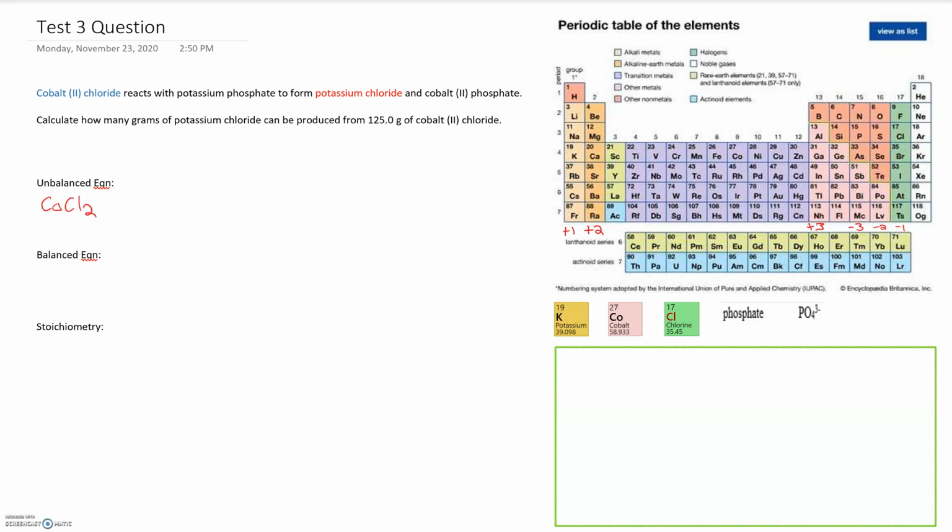Next, we write potassium phosphate. Potassium, written as K, has a charge of +1, and phosphate is written as PO4 and has a charge of 3-. In this case, we'll need 3 potassiums to 1 phosphate.